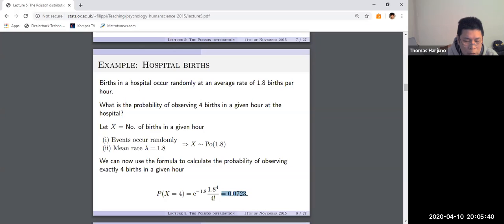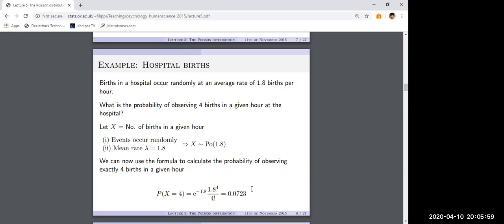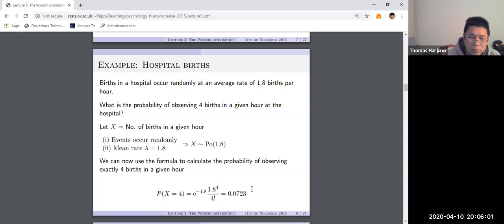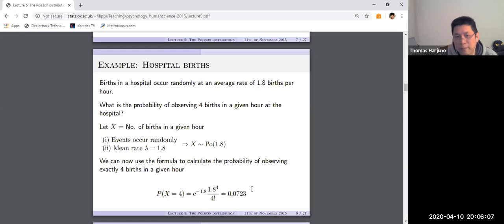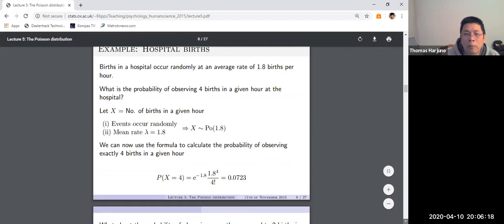The average is 1.8 per hour, and we want to compute the probability of getting 4 births in 1 hour. Now, can you tell me your answer in 5 decimal places? 0.07231. Oh, no. 230. Yes, 0.07230, because the next number is less than 5, right? So the answer in 5 decimal places is 0.07230.